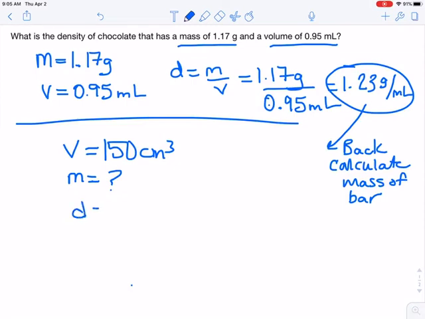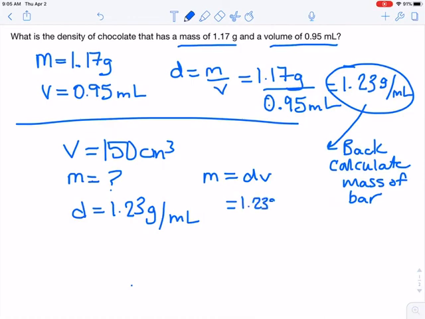And we know that our density that we calculated here was 1.23 grams per milliliter. So if we wanted to find the mass, we would actually rearrange our formula, and we would have density times volume. So our density would be 1.23 grams per mil, and we would multiply that by 150 milliliters or cubic centimeters, and times 150, we would get 184.5 grams.